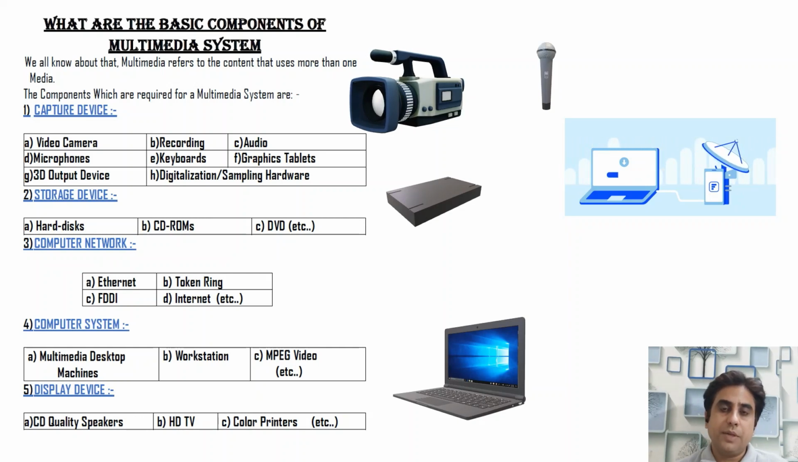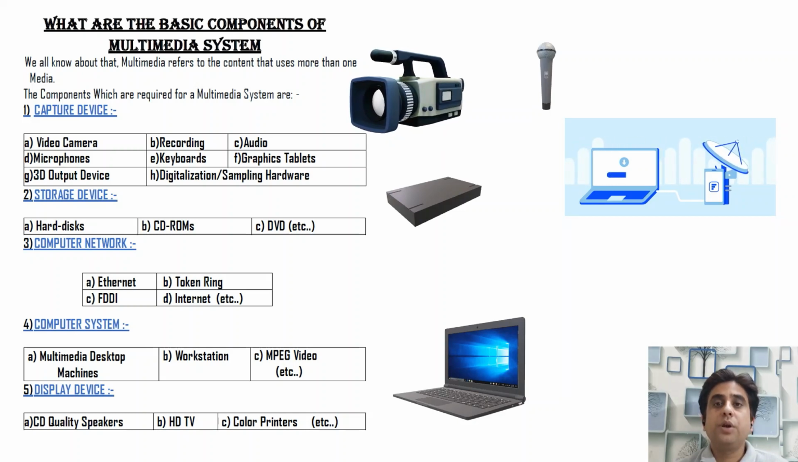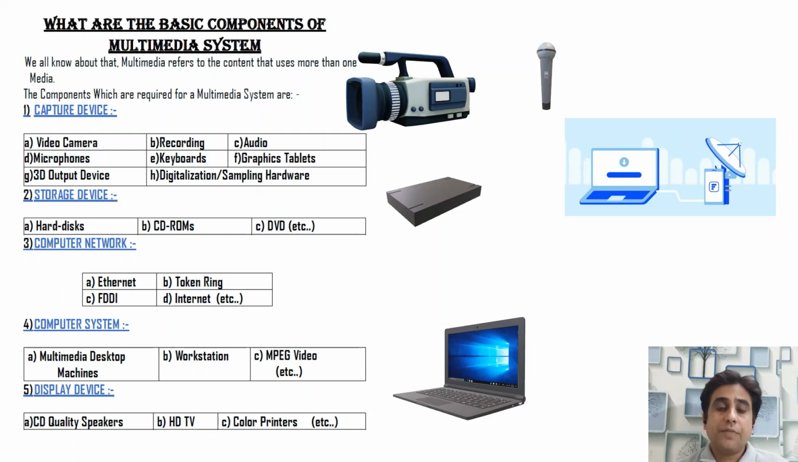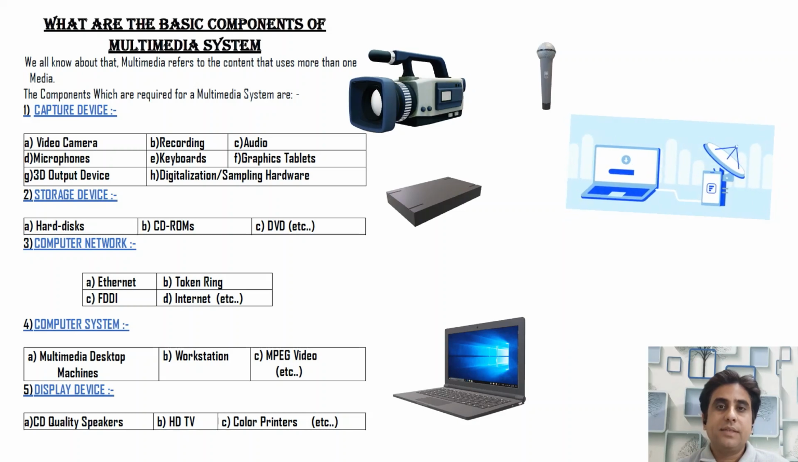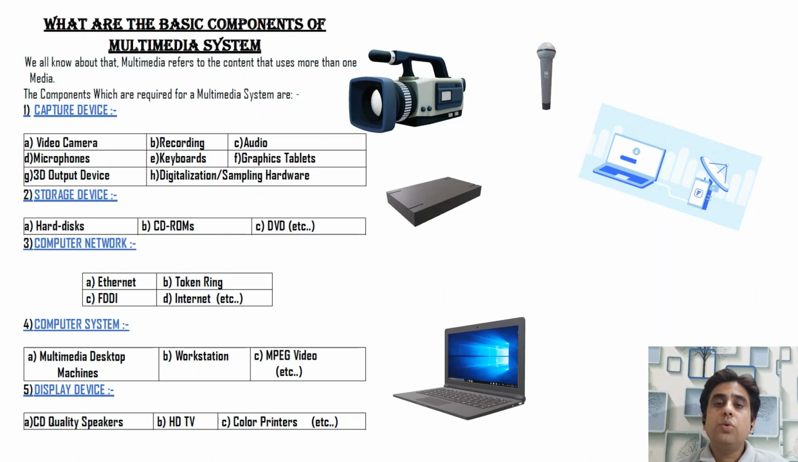Now, what are the basic components of a multimedia system? As you can see here, a multimedia system is a combination of various devices. You need to have a capture device. That could be your video camera, microphone, keyboard, graphic tablet, or anything else that provides a fruitful input. Obviously, you need to store all the information, so you require a hard disk. As the hard disk comprises all your data, if you want to transfer that data to another person, you require the internet.